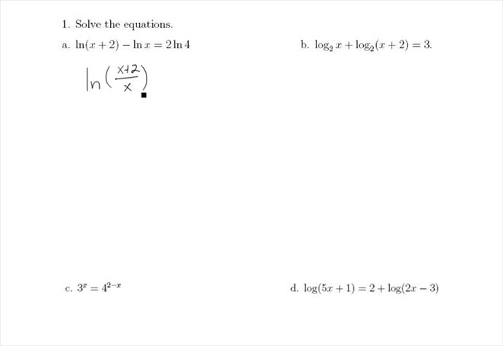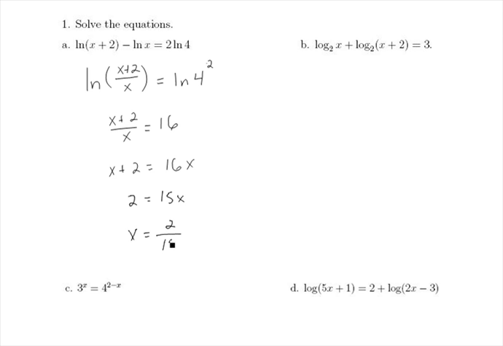And on the right-hand side, the 2 out in front can be brought inside of the natural log as a power of 4. And because now these have the same base, we have x plus 2 over x equals 4 squared, or 16. Now this is a nice algebraic problem we can solve. Multiply both sides by x. Subtract x, so we get 2 equals 15x, so x equals 2 divided by 15.